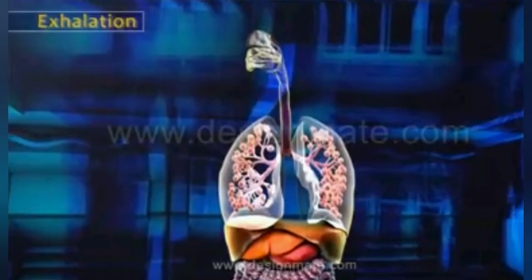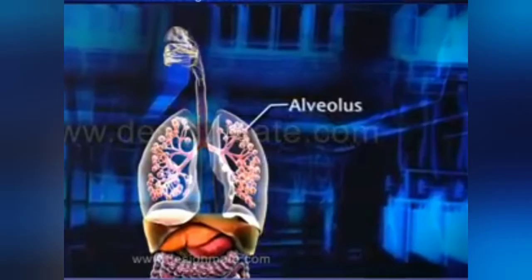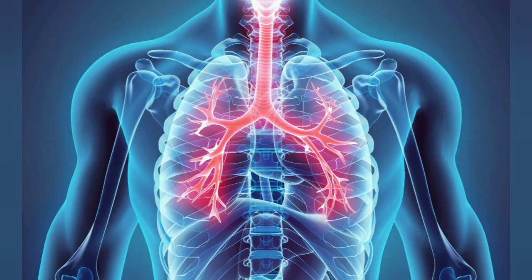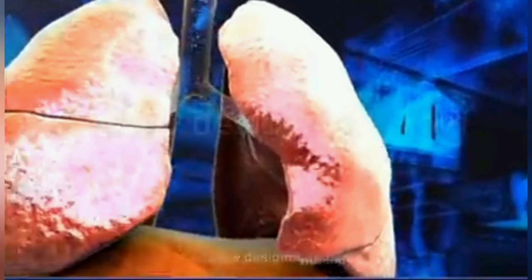During exhalation, the diaphragm moves up and the lung contracts, thus the alveoli deflate, causing the air to be forced out. This exhaled air is rich in carbon dioxide. This process of inhalation and exhalation is known as respiration, which occurs approximately 20 times per minute.